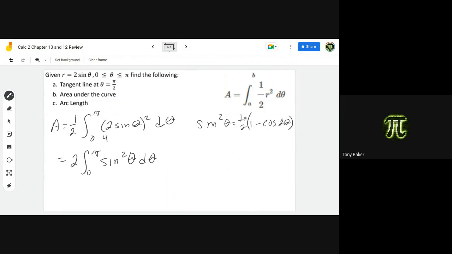So we now can pull out the half. So this ends up becoming the integral from 0 to pi of 1 minus cosine 2 theta. So this goes to theta minus 1/2, cosine integral goes to sine 2 theta. And we're evaluating this from 0 to pi.